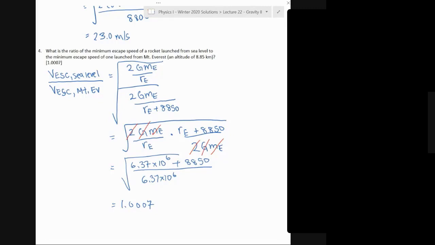So basically at sea level, it's harder. It's a tiny bit harder, or you need higher velocity to escape from sea level than you would if you were at the top of Mount Everest. Because when you're at sea level, the force of gravity acting on you is bigger, so it's harder to escape the gravitational pull of the Earth.